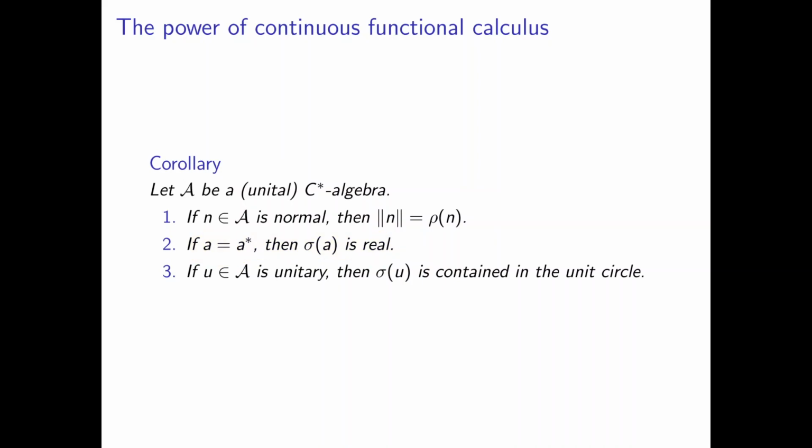This is actually really easy to prove with the functional calculus, while it would be kind of difficult without it. And then finally, if U here is a unitary element, then the spectrum of U is contained in the unit circle in the complex plane. So all of these three statements are kind of expected in a sense, but how do you actually prove them? Well, you use the functional calculus. So let's look at how we do it.